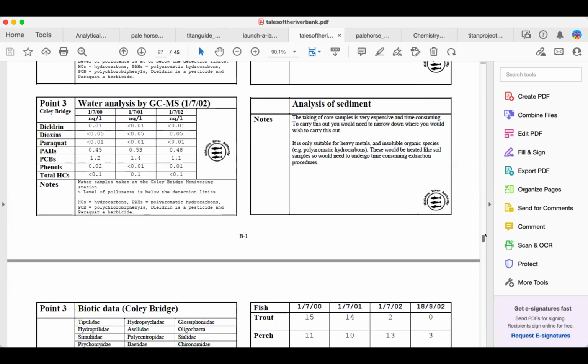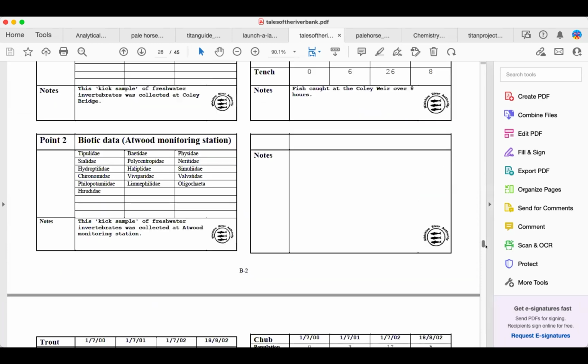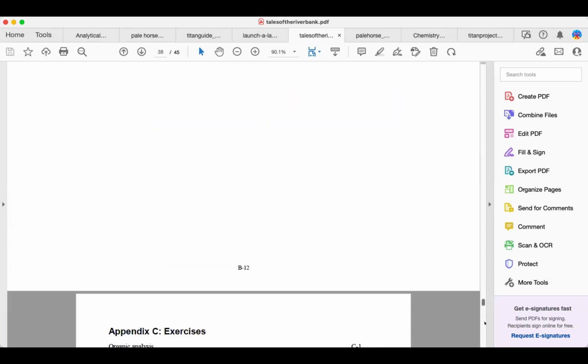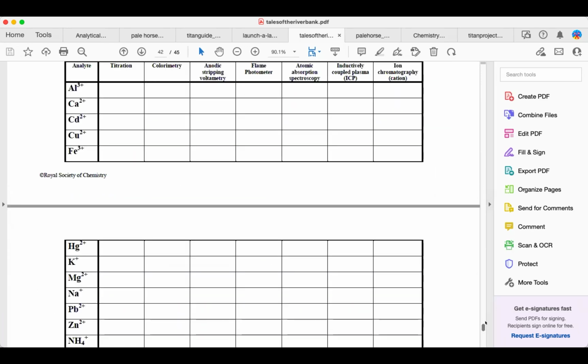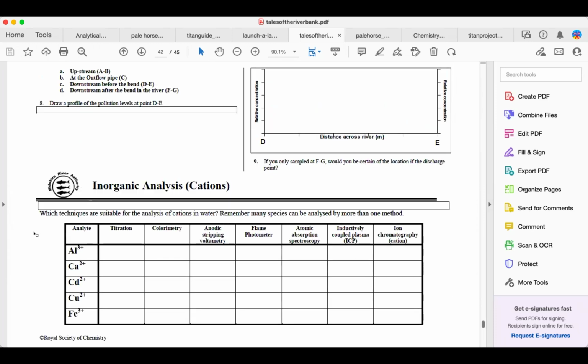You have some data from pesticides. Okay, this is some question on suitable analysis for cations.